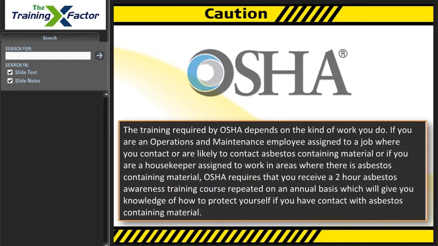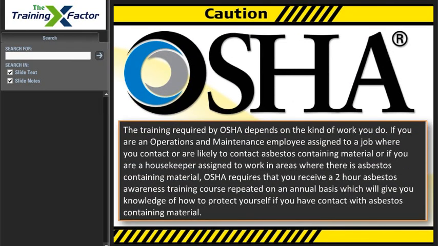The training required by OSHA depends on the kind of work you do. If you are an operations and maintenance employee assigned to a job where you contact or are likely to contact asbestos-containing material, or if you are a housekeeper assigned to work in areas where there is asbestos-containing material, OSHA requires that you receive a 2-hour asbestos awareness training course repeated on an annual basis, which will give you knowledge of how to protect yourself if you have contact with asbestos-containing material.